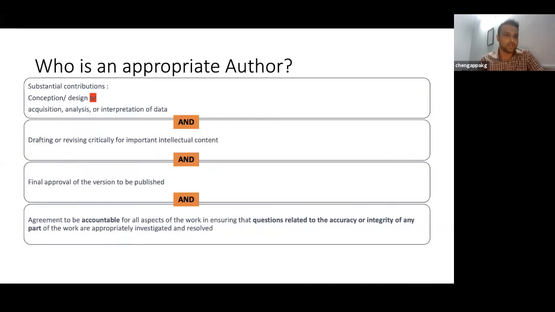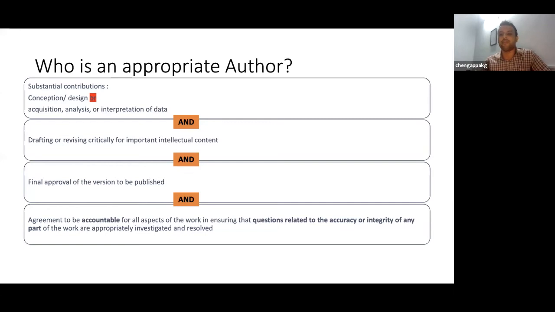So what are the 4 authorship criteria? Who is an appropriate author? To become an author, one should have contributed to the conception or design of the study, or to the acquisition, analysis, or interpretation of data. And all of them should be involved in drafting or revising the intellectual content of the manuscript. And before publication, all of them should have read it and approved the final version. Once it is published, all the authors have to be accountable for all the aspects of the work.